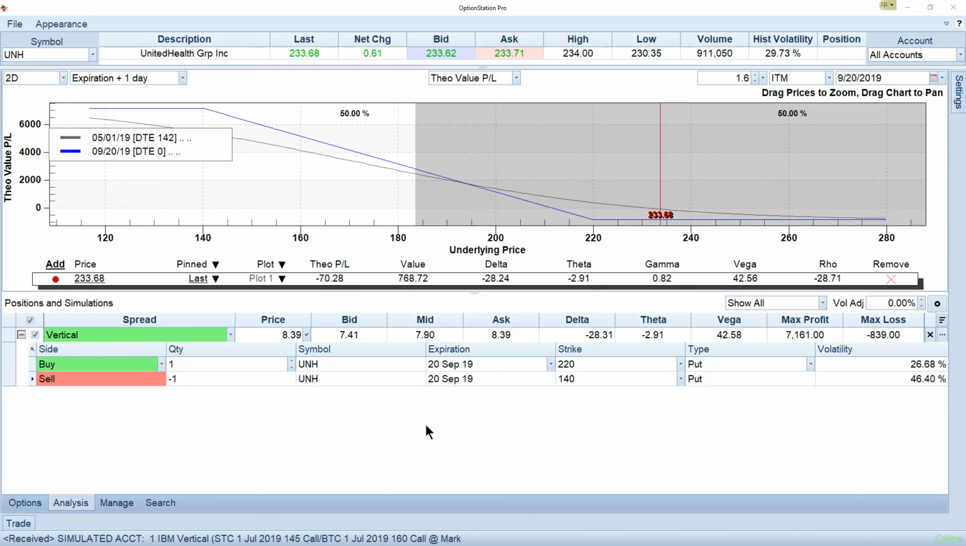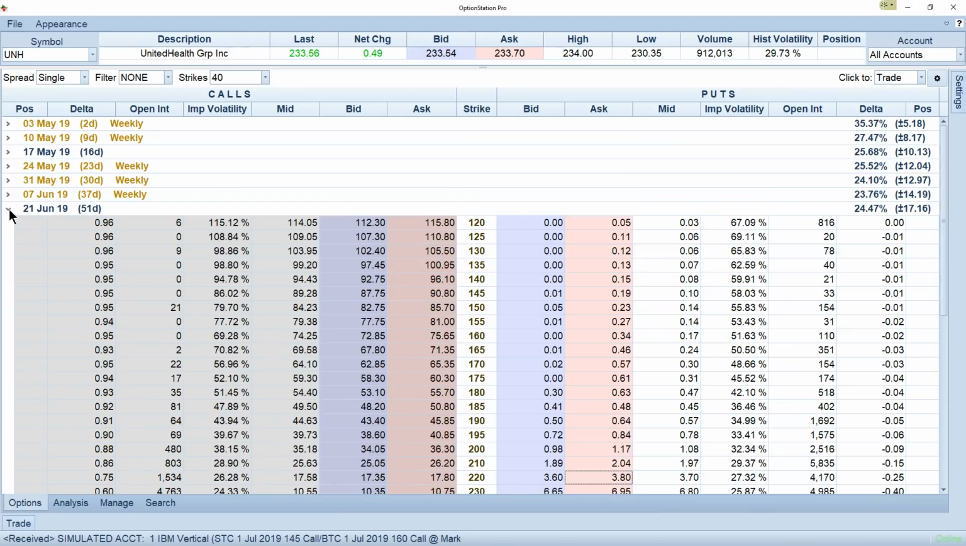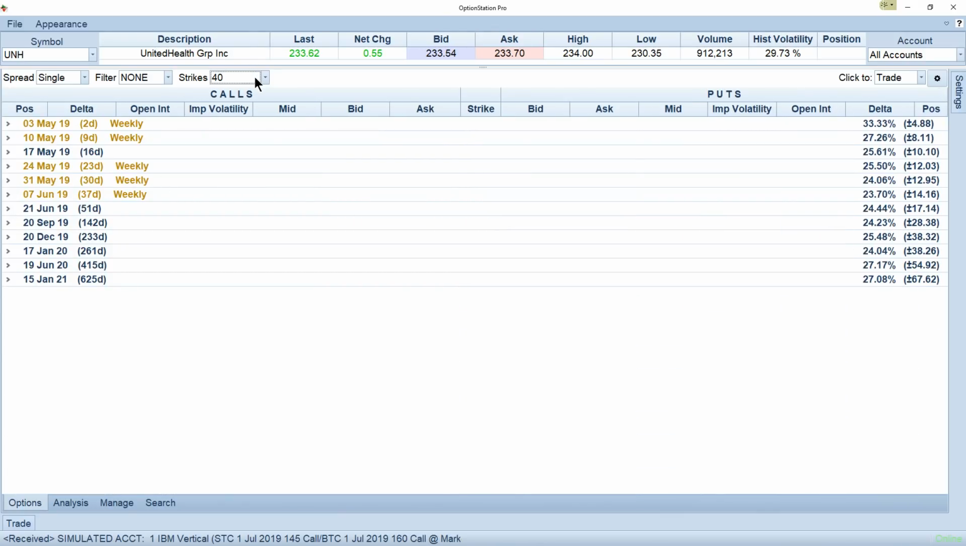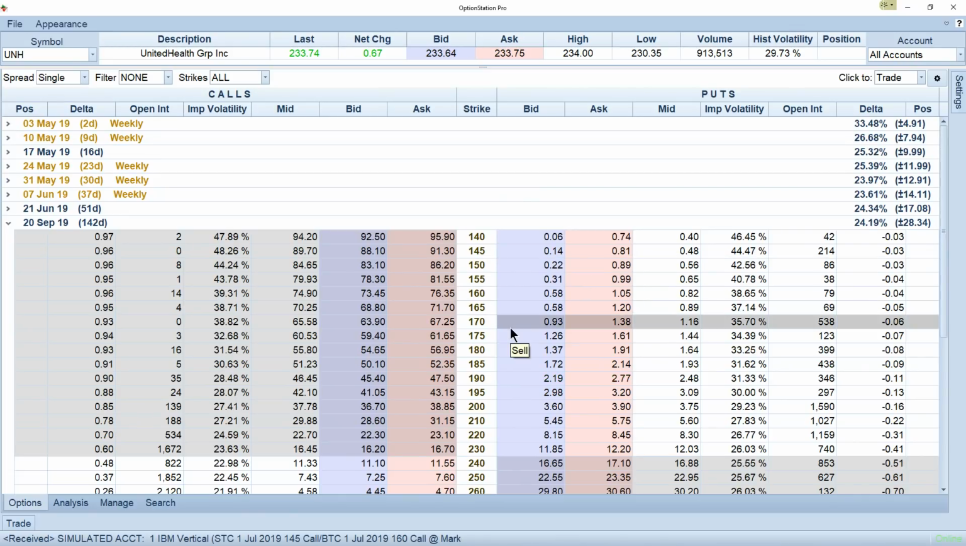So am I loading all the strikes here? No, I'm only loading 40 strikes. So let me load them all. And I want to look at the option chain. This is a little bit of an advanced adjustment. Okay, so notice how when I go below the 170s, I'm getting the same problem with the September that I was having with the June expiration.